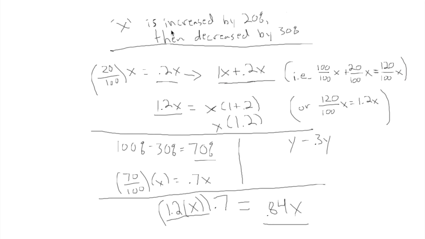So if x is increased by 20%, we're taking the original x, 1x, and adding to it 20% of x. But there's a quick, even faster way to do this. Instead of saying 1x plus 0.2x, we can just say 1.2x. Now there's 2 ways to think of this. If you factor the x out, you see we have x times 1 plus 0.2. Or if you just add 1x plus 0.2x, that's going to be equal to 1.2x.